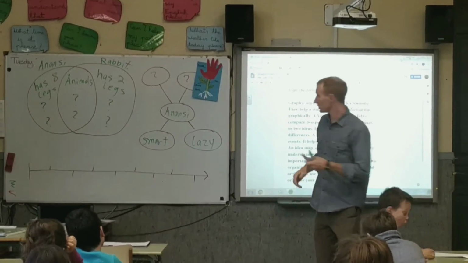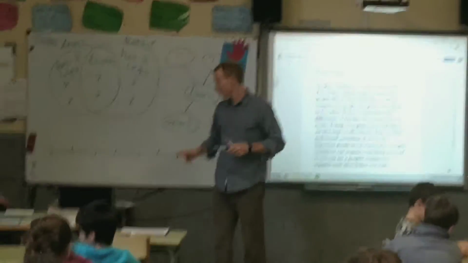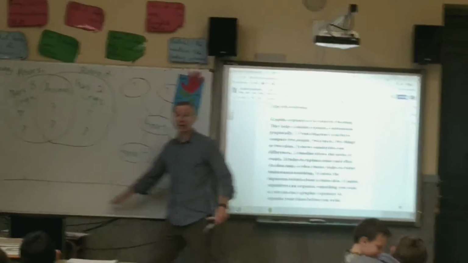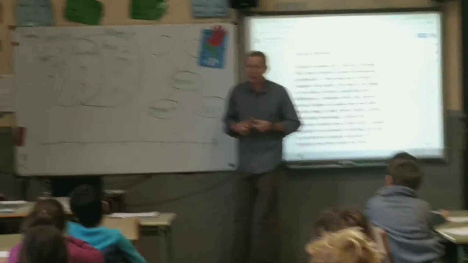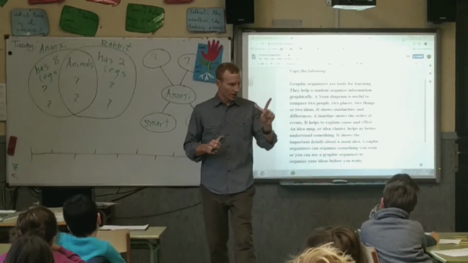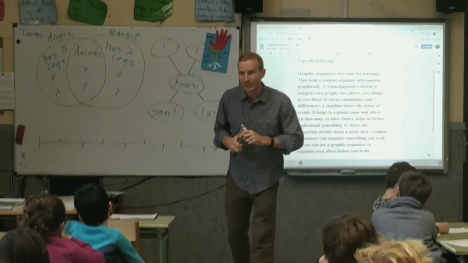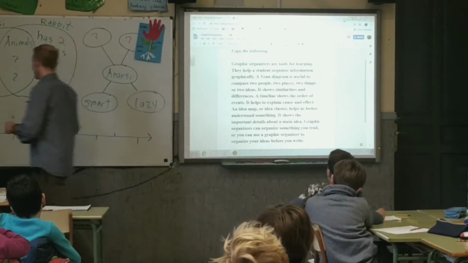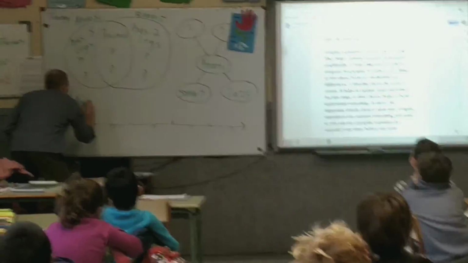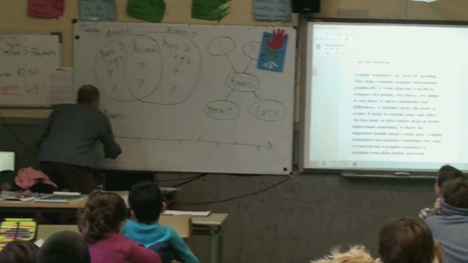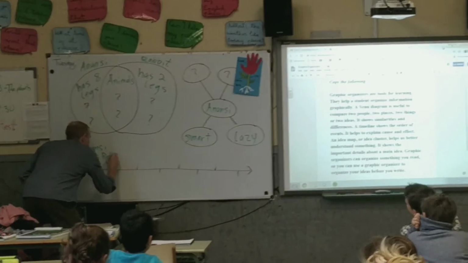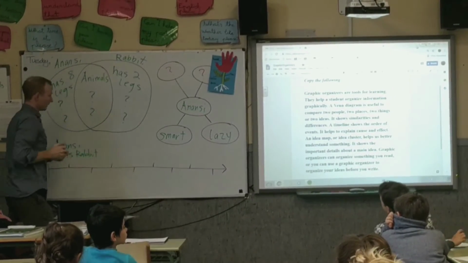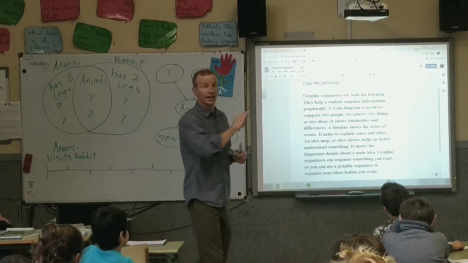This graphic organizer is called a timeline, and it shows the order of the events. I don't know if you remember the story, but the very first thing that happens, number 1, the very first thing that happens is Anansi visits Rabbit. Who does he go see? Rabbit. That's the first thing that happens.